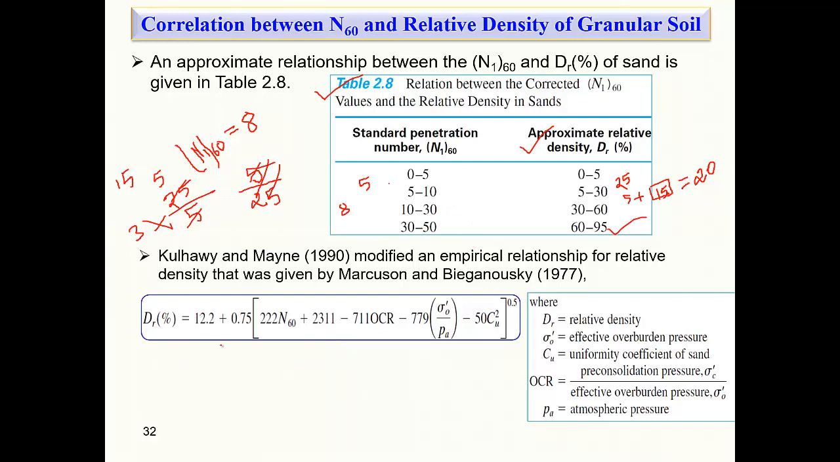So now there are several ways to find out the relative density. This is one. Another one is by this person, who developed another formula. By using this formula, we can find the relative density too. You just need to put in N60 and OCR, that is the overconsolidation ratio, you already know, and the known value of sigma prime naught, that is the effective overburden pressure for the granular soil, and this is the atmospheric pressure, and this is the uniform coefficient of sand, right? This chart you will also get from the table. If you put all the information here, you can find out the relative density. In exams, maybe I will specify which one you will follow. Okay?